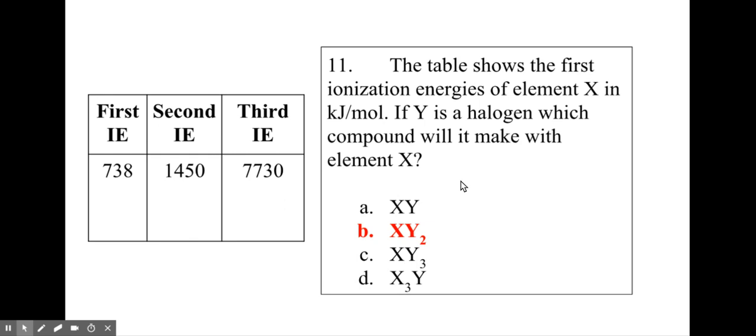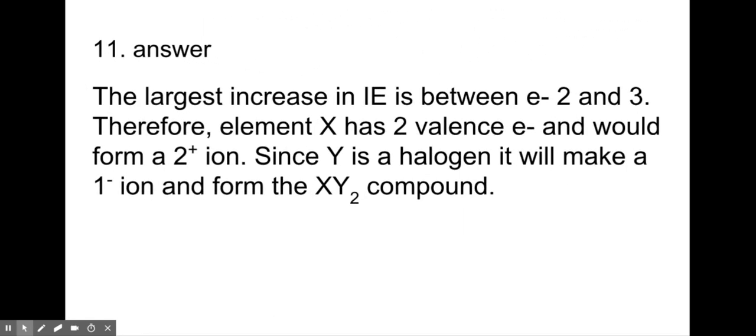Y is a halogen, and as we can see here, since Y is a halogen, it makes a 1- ion, and therefore it will form the XY2 compound to have a balanced charge: +2, and then two -1 charges.